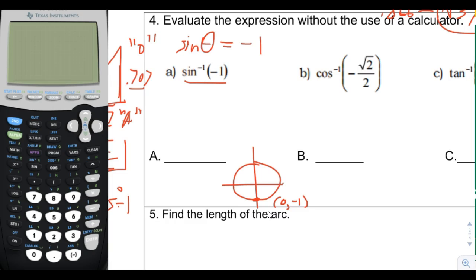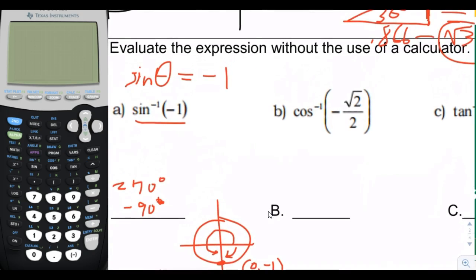What is the angle that can be reached for this point? If it's a positive angle, you would go from here to here. So you could say that it is 270 degrees, right? You might also say that it's -90 degrees because you can reach it from that direction. Okay, so either 270 degrees or -90 degrees is the angle that has an inverse sine of -1. Okay, let's go to the next one.